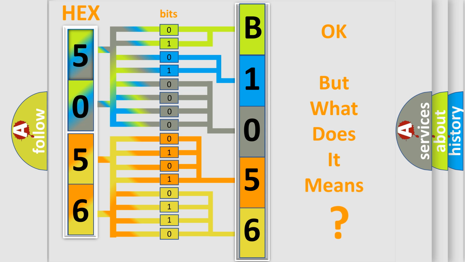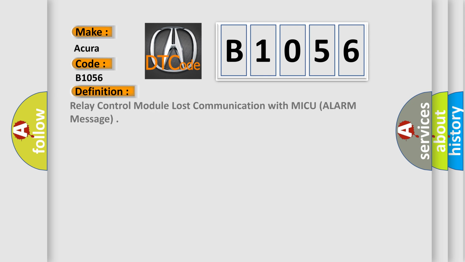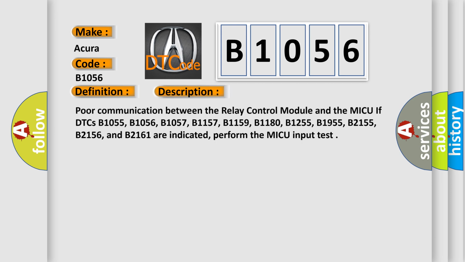The number itself does not make sense to us if we cannot assign information about it to what it actually expresses. So, what does the Diagnostic Trouble Code B1056 interpret specifically for Acura car manufacturers? The basic definition is: relay control module lost communication with MICU, alarm message. And now this is a short description of this DTC code.